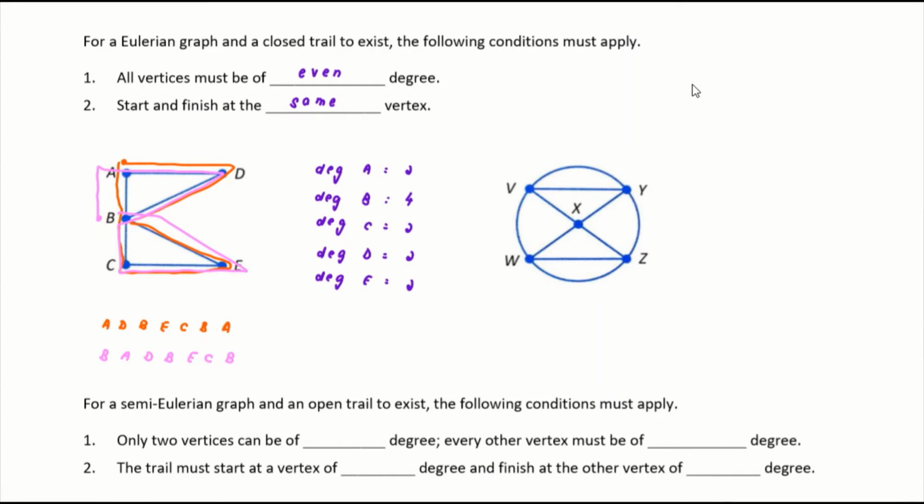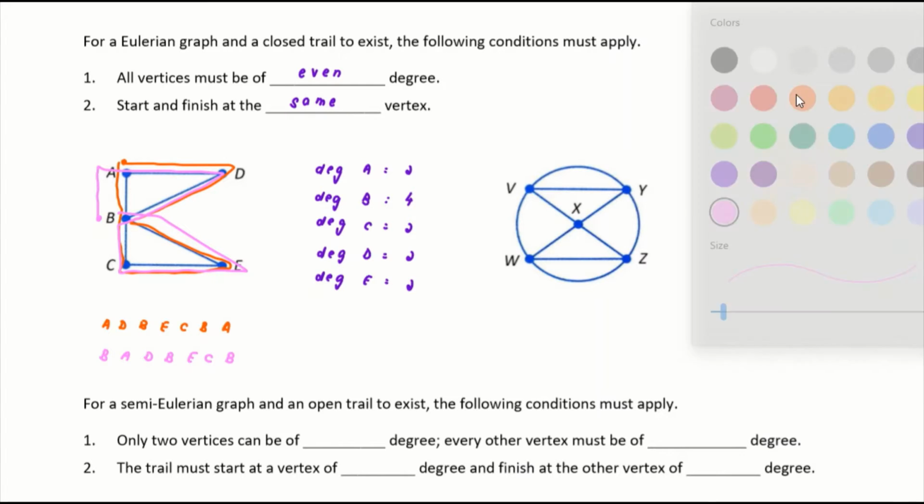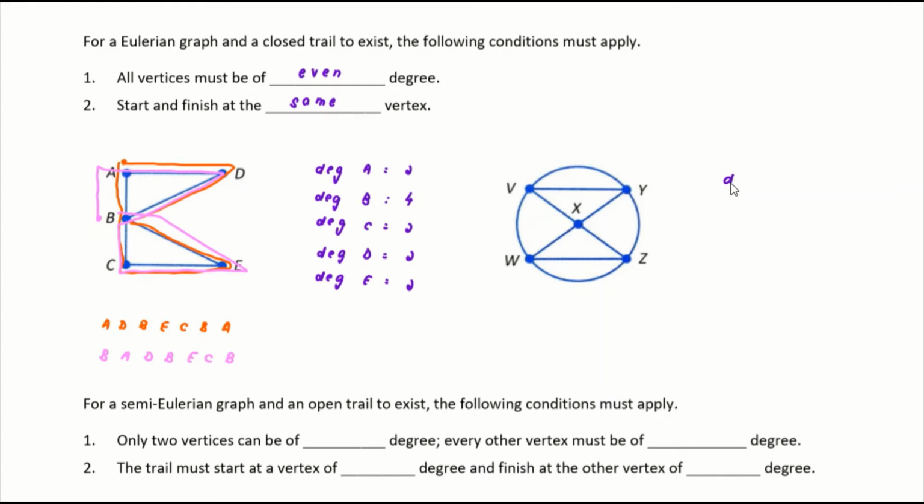Let's try to check out the other one. Same thing, let's start with the degree first. The degree of V here, we have 1, 2, 3, and 4, so the degree of V is 4. Then the degree of W is 1, 2, 3, 4 as well. The degree of X, you can see 1, 2, 3, 4. It is the same with Y and Z.